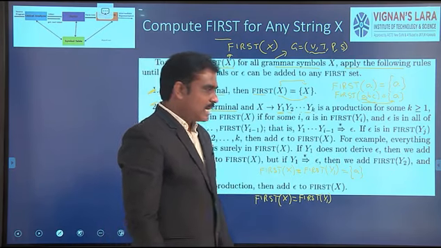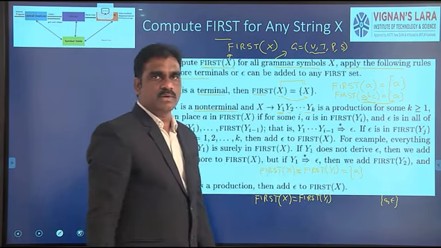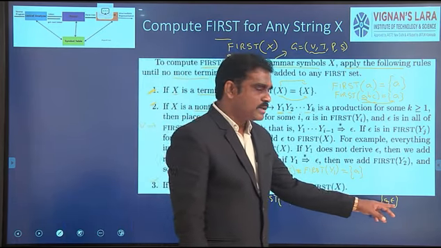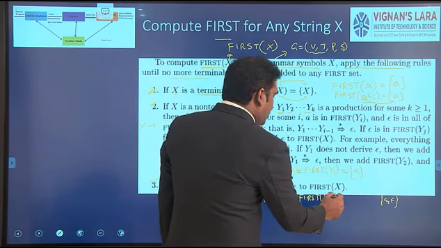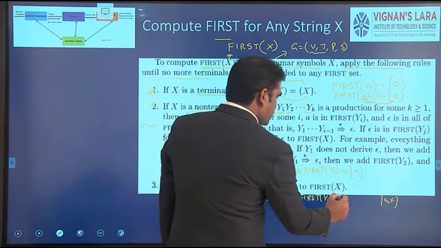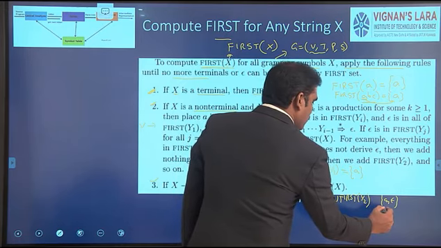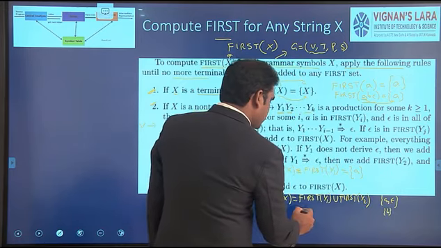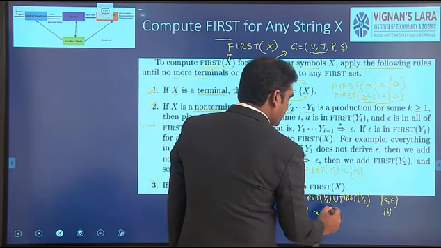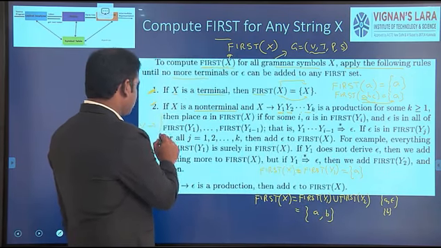Suppose the first of y1 answer is a comma epsilon. For example, first of y1 has two symbols, one is a and the other is epsilon. Whenever the first of y1 contains epsilon, then you can add the second symbol also, that is first of y2. Suppose y2 means b. So what is the result? First of y1 means a and first of y2 means b. So first of x result is a comma b.